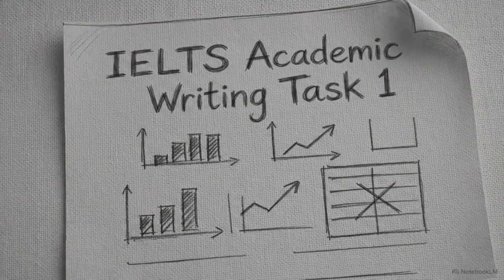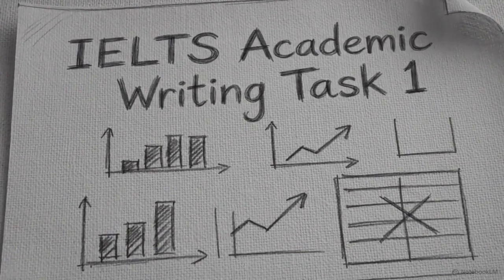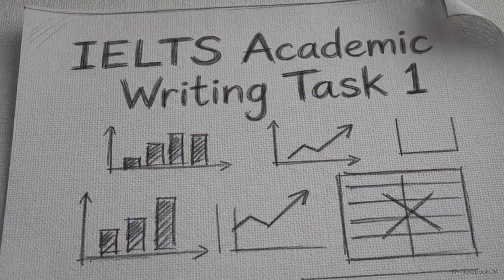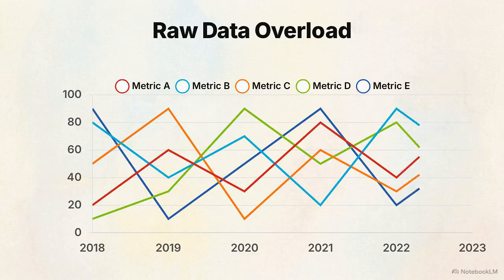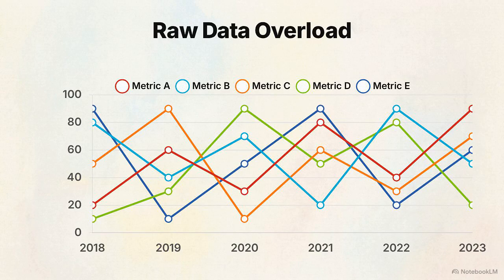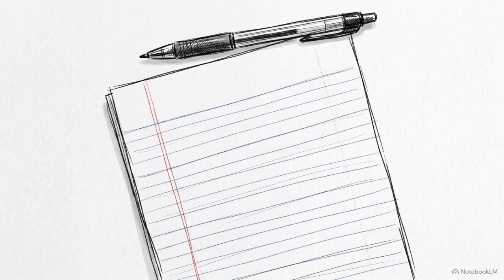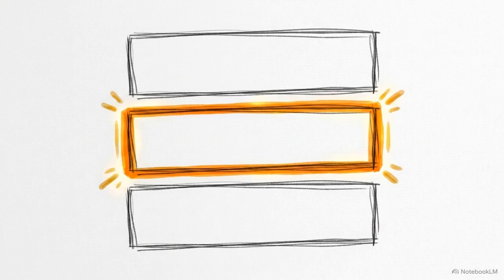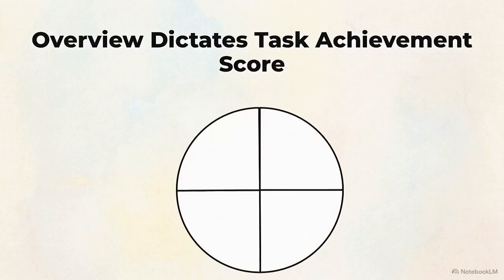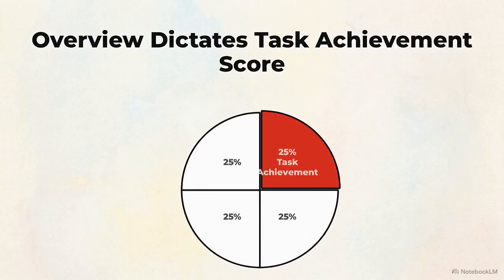When you turn over the test paper for IELTS Academic Writing Task 1, you are usually greeted by something like this: a tangle of lines, intersecting data points, and fluctuating numbers. Your job is to summarize this information in a 150-word report, and the most critical part of that report is a single paragraph called the overview.